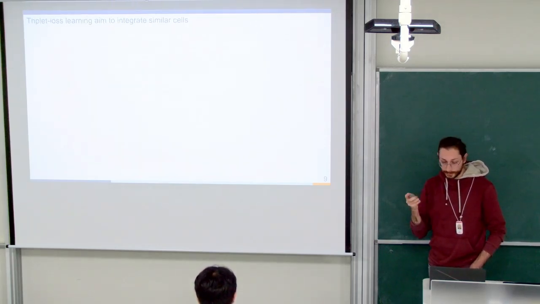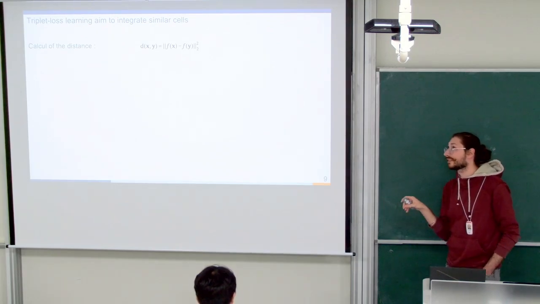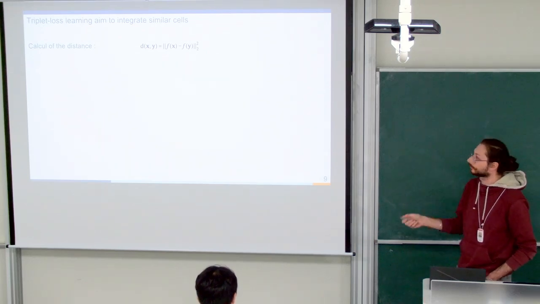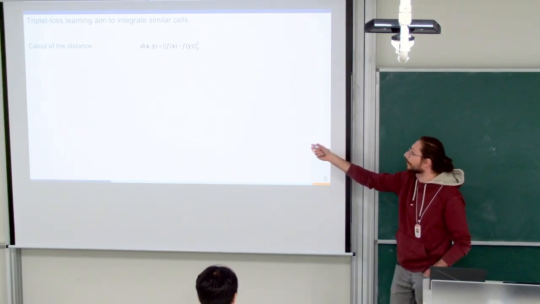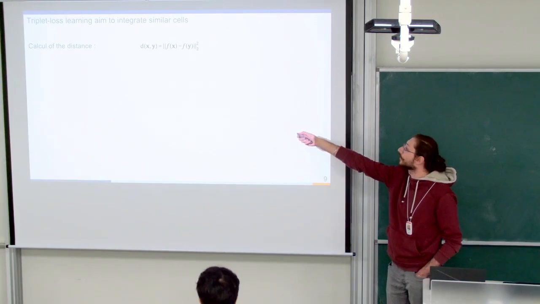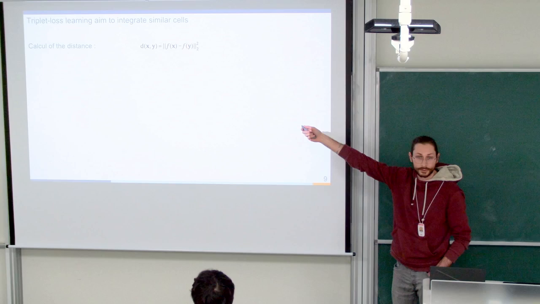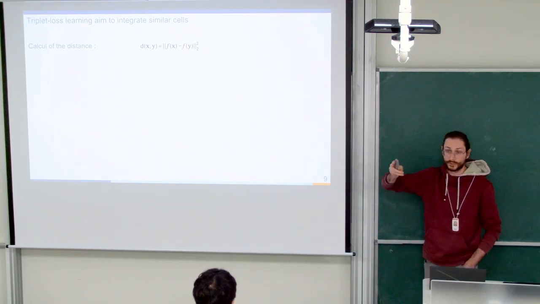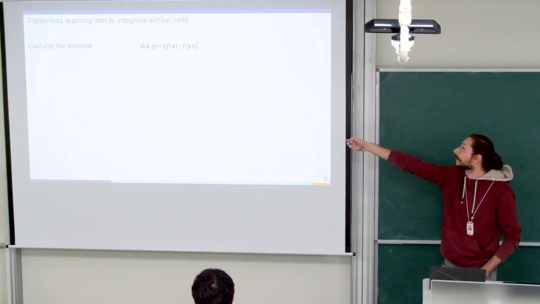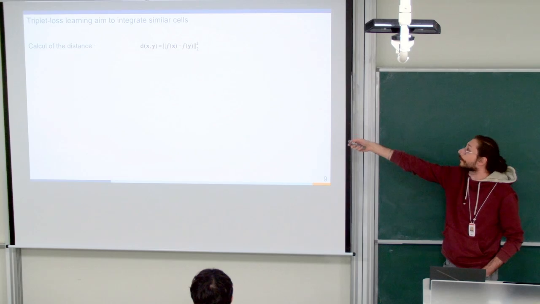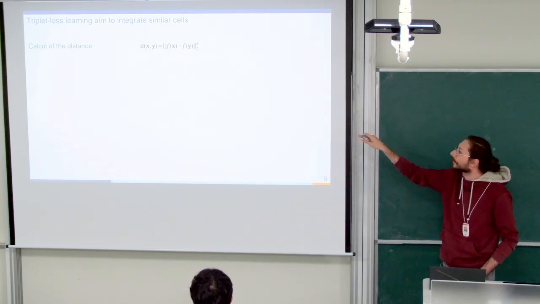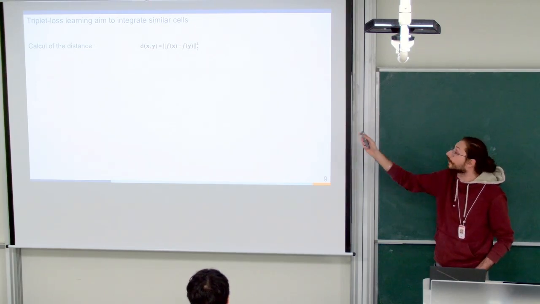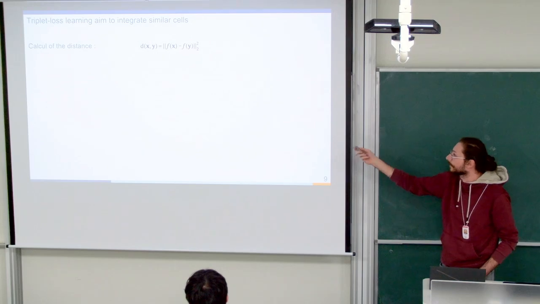So what is the triplet loss itself? The triplet loss is based on the calculation of a distance. Here the distance is the squared L2 norm, and f is a function that describes the encoder. X and y represent two different cell profiles, so let's call them cell X and cell Y. Basically, this triplet loss will use the distance between a cell X and a cell Y to learn similarities.